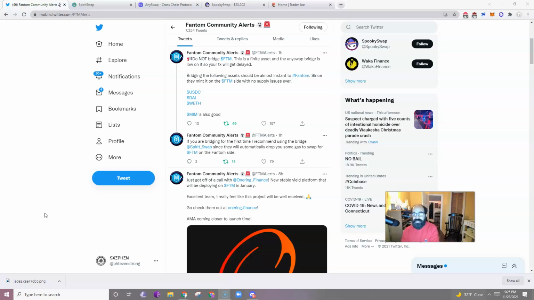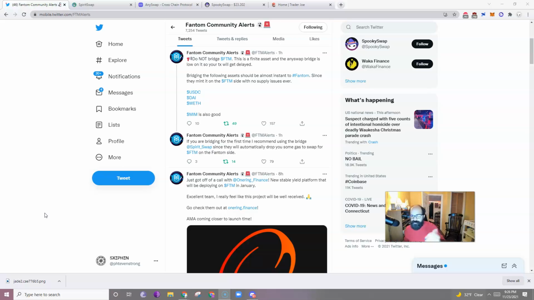Why? Because a lot of people are having a lot of issues with it. Mostly people who are attempting to use SpookySwap to bridge Fantom over to the Fantom chain. Why is this causing such an issue? Well, because SpookySwap utilizes AnySwap, and the AnySwap protocol is apparently low on Fantom, which means that your transaction will be delayed.